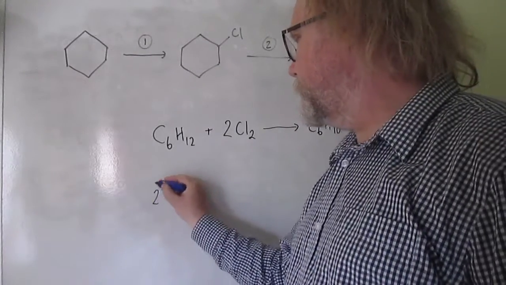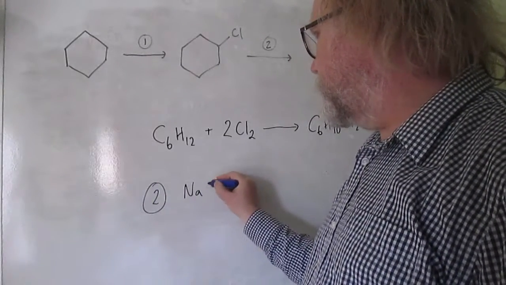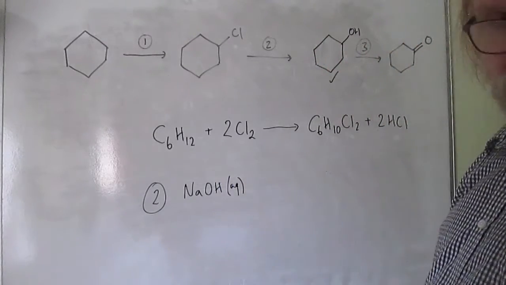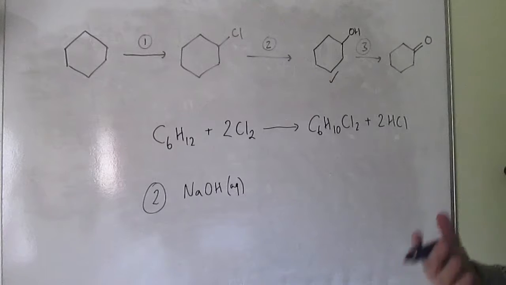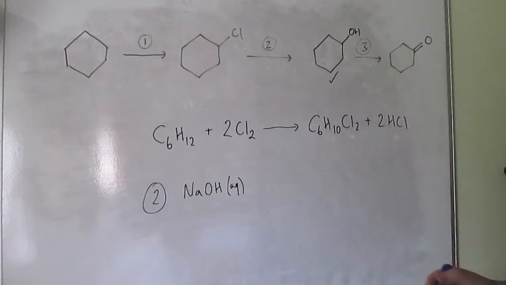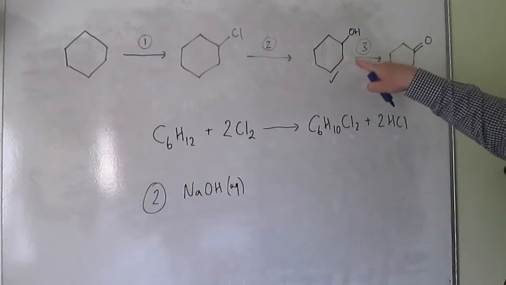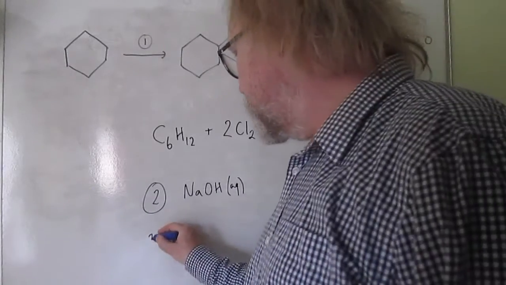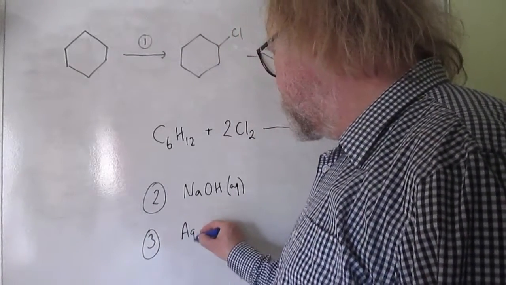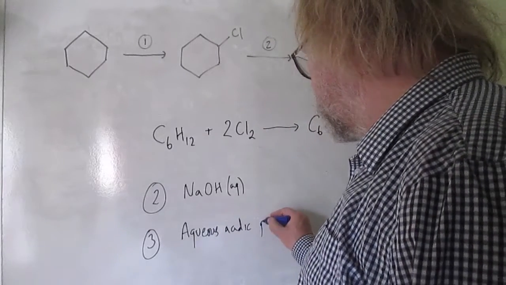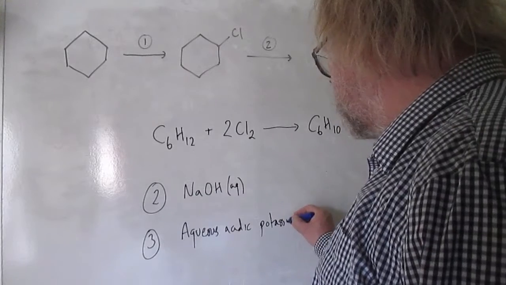So for step 2, we need sodium hydroxide, and it must be aqueous. That's very important. If you just write NaOH, you probably wouldn't get the mark, because it must be an aqueous solution for that substitution reaction to happen. And then step 3, well, that's the oxidation of an alcohol to a ketone, and so aqueous acidic potassium dichromate is the reagent for that one.